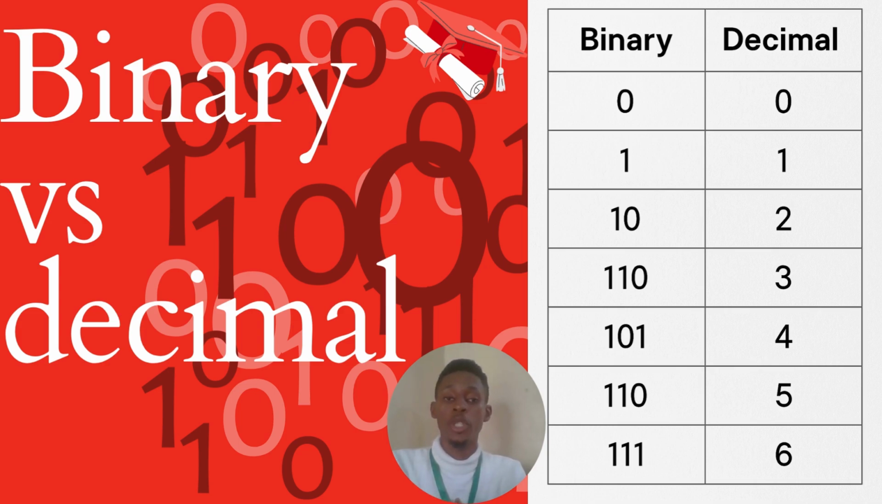We have 0 binary, which is equal to 0 in decimal. Then binary 1 is equal to 1 in decimal. Then 1 0, which actually looks like 10 but is 2 in decimal. Then 11 is 3 in decimal, 100 is 4, 101 is 5, and 110 is 6 in decimal. You can keep going as long as you can keep up.